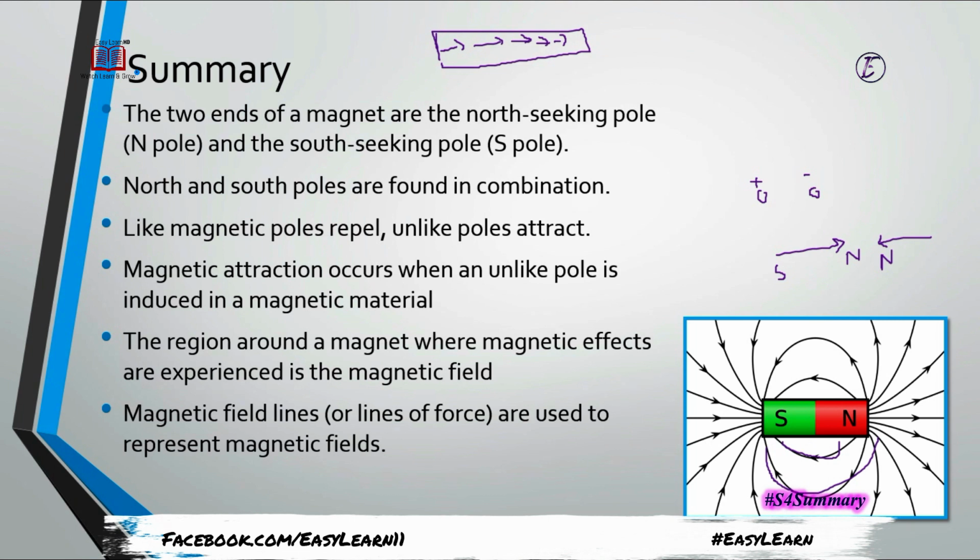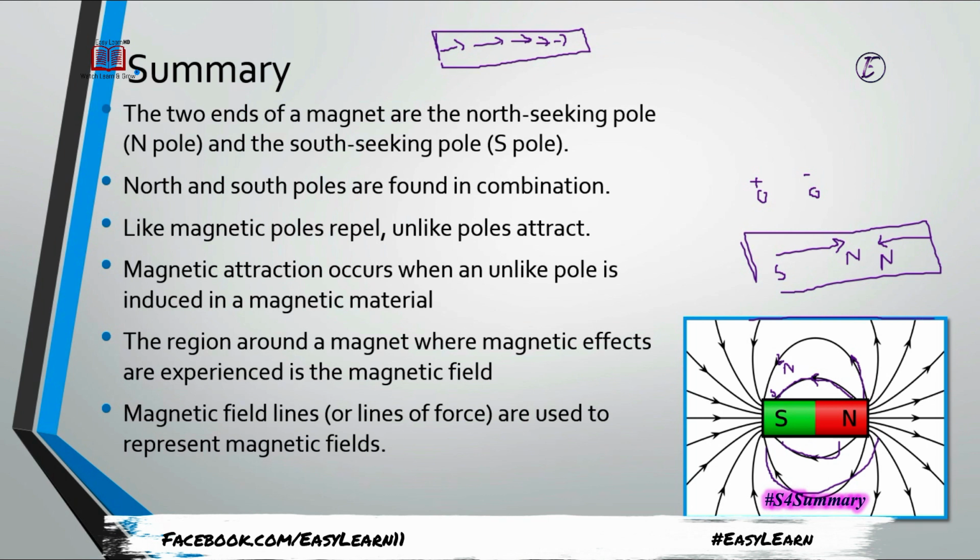This is the graphical representation of north and south, and these magnetic field lines connect to the south. The arrowheads go out from the north because like poles never attract, and they enter into the south. This is the north and this is the south, so attraction always occurs.